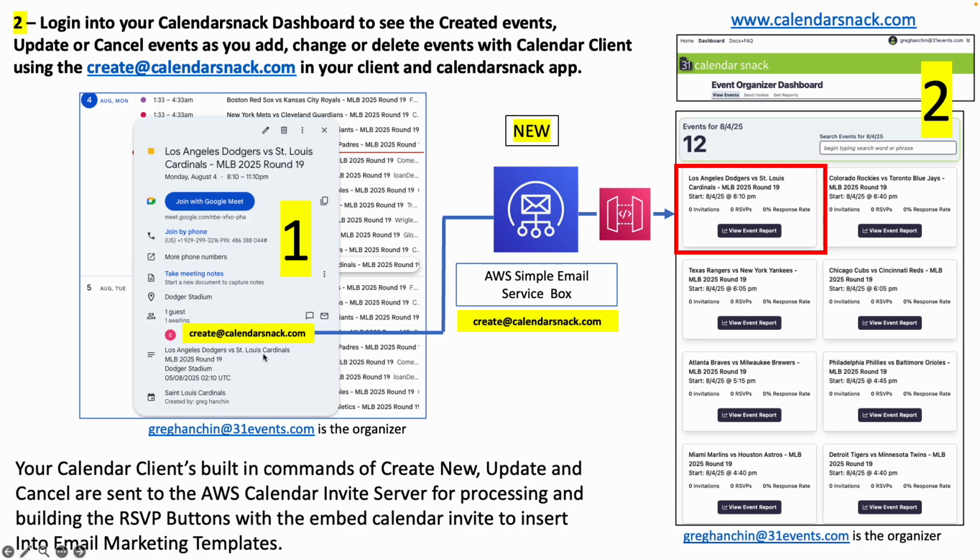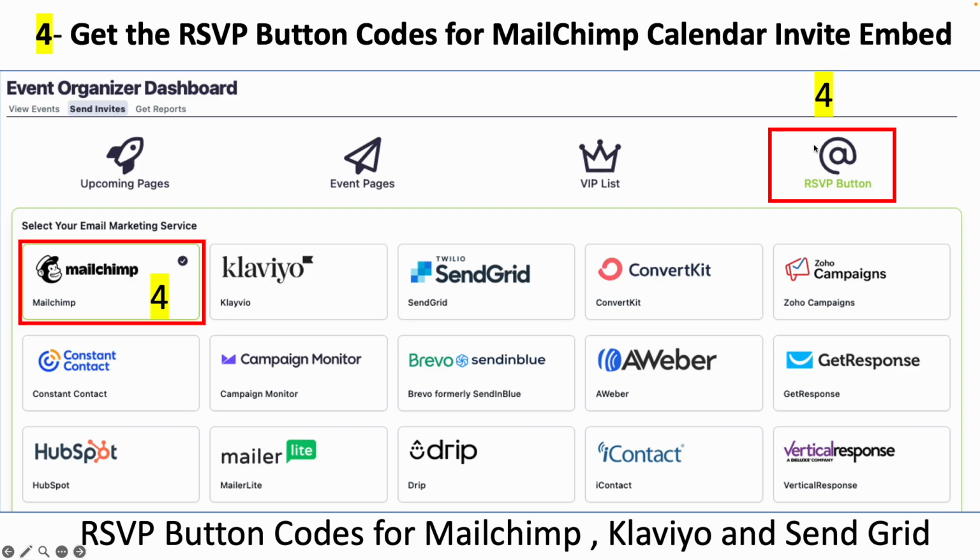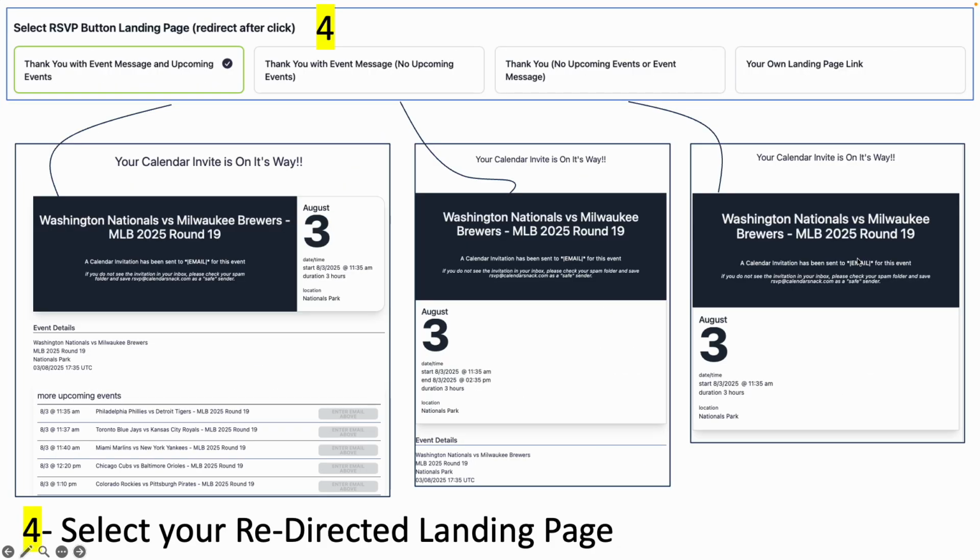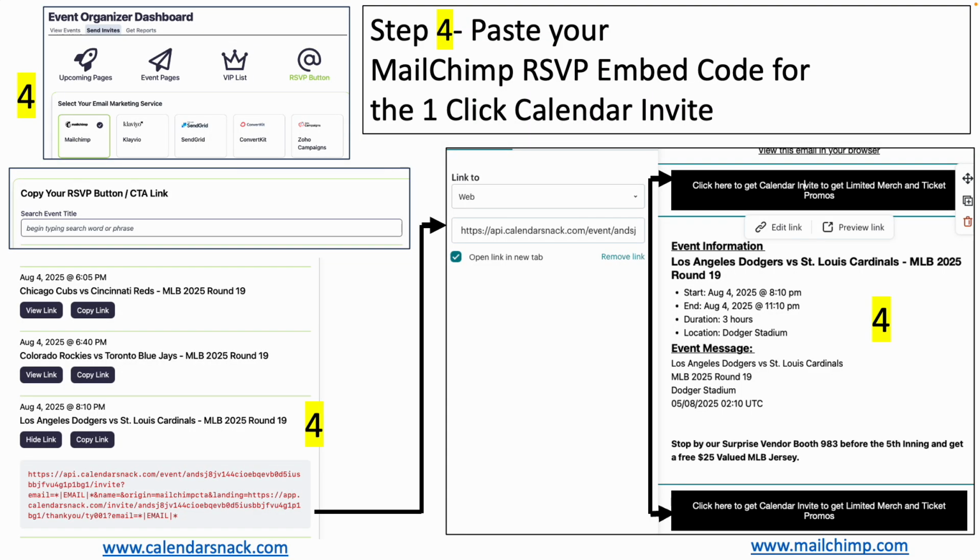So these commands can continually communicate with the service, and when you communicate with the service on a new create or cancel, you're going to see that information displayed in the dashboard. Once you get into the dashboard itself, you're going to go to RSVP button to get the code. Go to MailChimp in this example. You're going to pick out which redirected landing page you want, and then take your code from the code engine of the RSVP button.